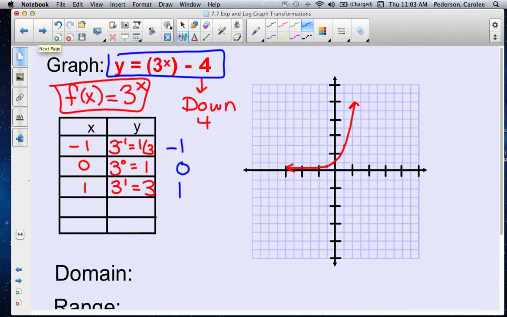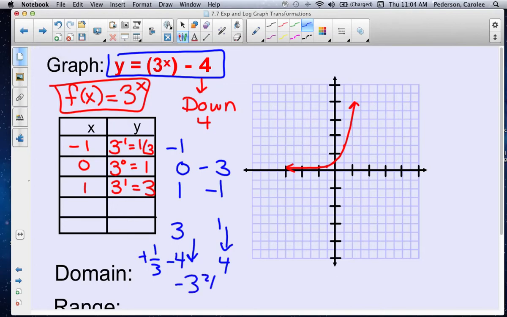So 3 minus 4, I'm now at -1. 1 minus 4, and then down 4 units. So that's how that one goes. And then 1 down 4 units, where would I be? At -3. And then the next one, -1, down 4 units. So -4, we get -3 and 2/3.